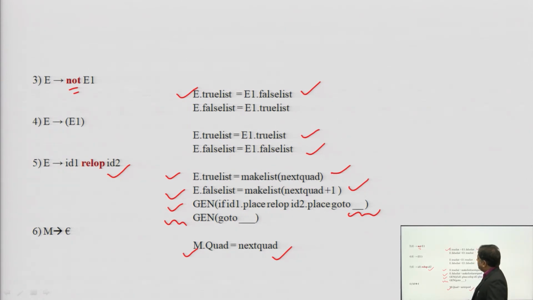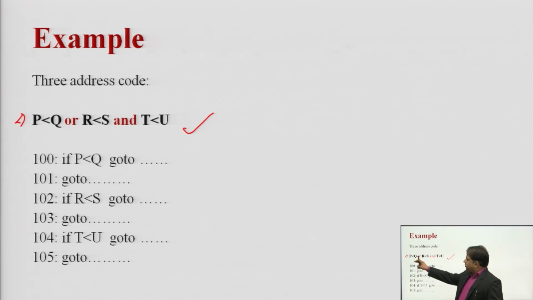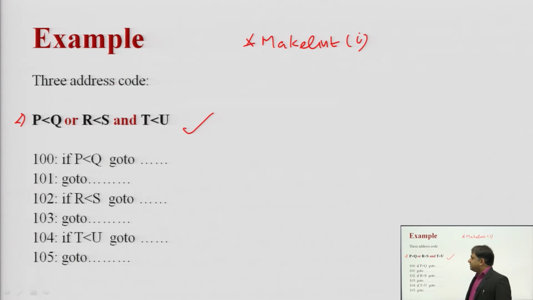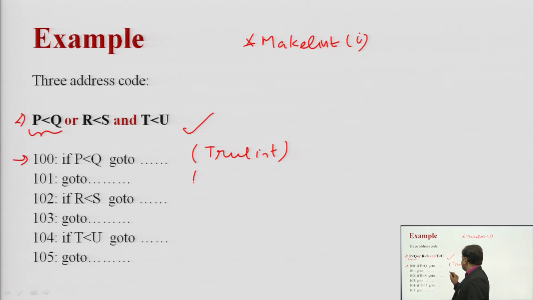Now we come to the example. Suppose P is less than Q or R is less than S and T is less than U. My first statement is the makelist. What is the meaning of makelist? I am giving the numbers here. For P is less than Q, find its true list and its false list. If P is less than Q, go to this, which is its true list, otherwise go to this, which is its false list.